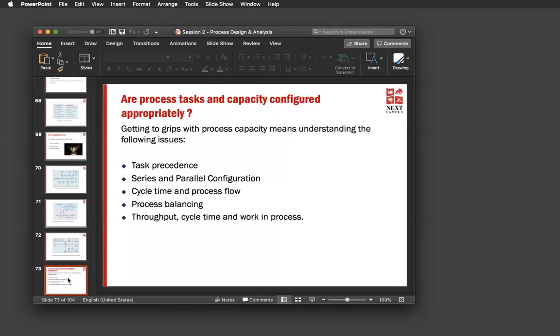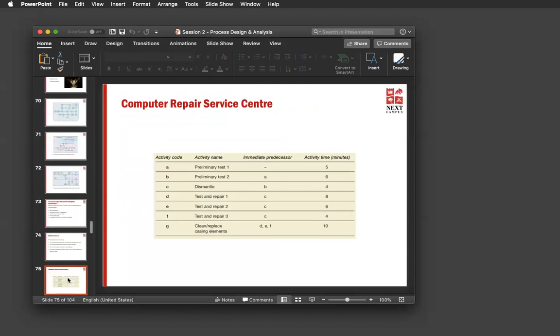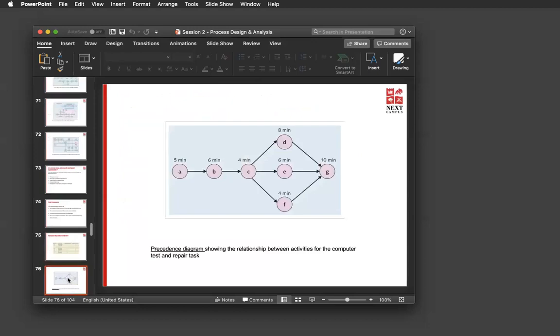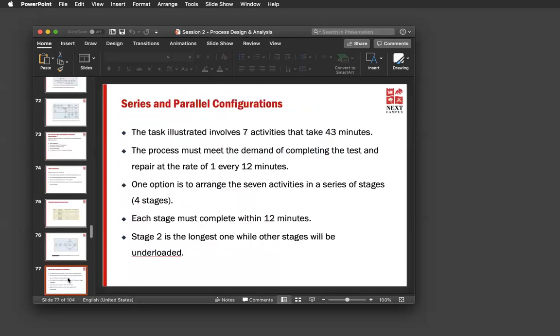Okay. So you can actually go through that one. It gives you some examples as to how to map your activities, look at the precedence diagrams, and find out exactly whether these are important, these are not important. Things like serial configurations, parallel configurations.